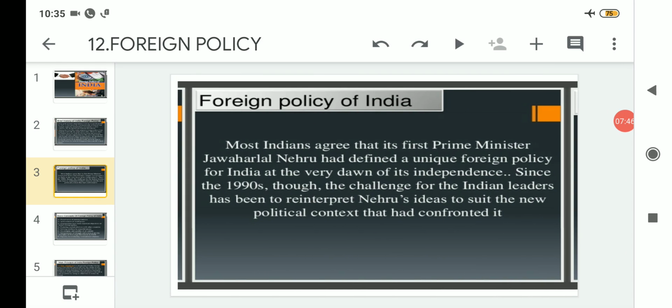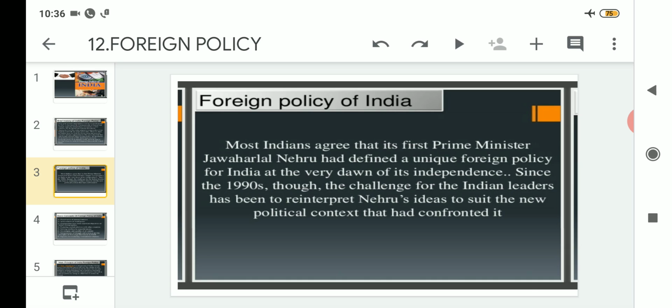After reviewing the history of foreign policy, now let us proceed to the foreign policy of India. About the foreign policy of India, most Indians agree that its first Prime Minister Jawaharlal Nehru had defined a unique foreign policy for India at the very dawn of its independence. At the very dawn means on 14th August midnight, he had declared that India has attained independence. At that very moment, he had also declared a unique foreign policy for India along with the independence speech.